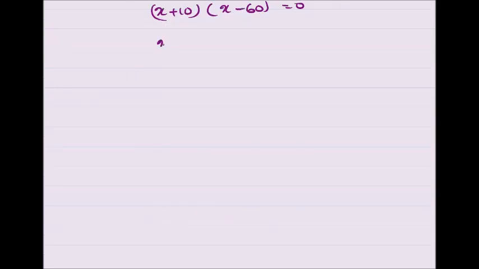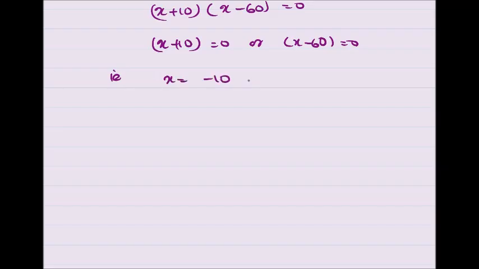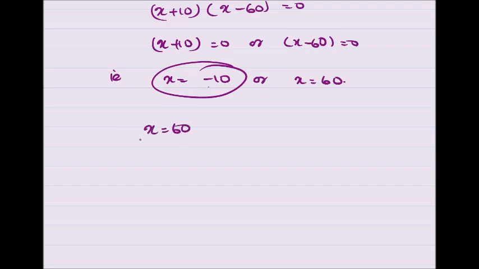That implies x minus 10 is equal to 0, or x minus 60 is equal to 0. That is x is equal to 10 or x is equal to 60. Here the value 10 cannot be possible, because speed cannot be negative. So x is equal to 60. This is the final answer.